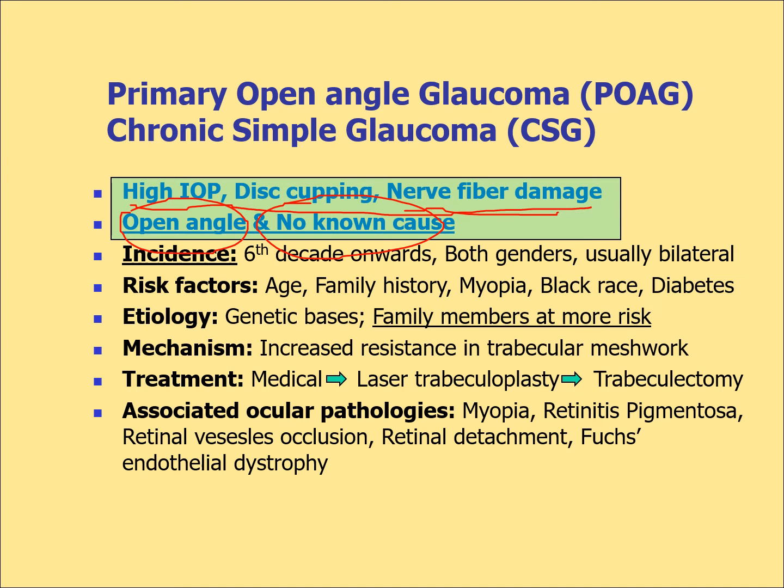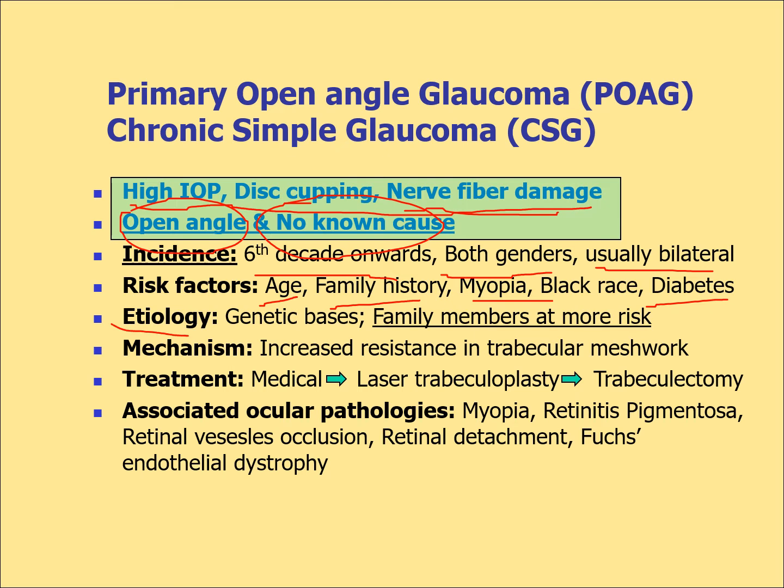Incidence is usually in the 6th decade and onward. Both genders are equally affected, and it's usually a bilateral condition. The risk factors: the more the age, the more the chances of open angle glaucoma. If you've got a family history, where first degree relatives have open angle glaucoma, you have more chances of getting open angle glaucoma. Myopia, African blacks, and patients with diabetes have more chances of getting open angle glaucoma.